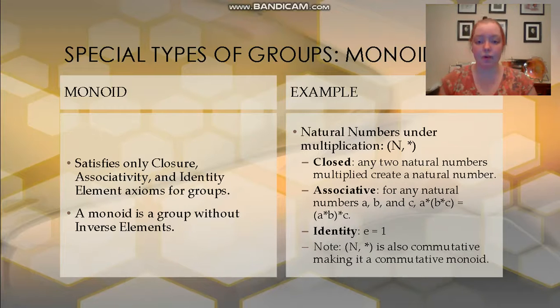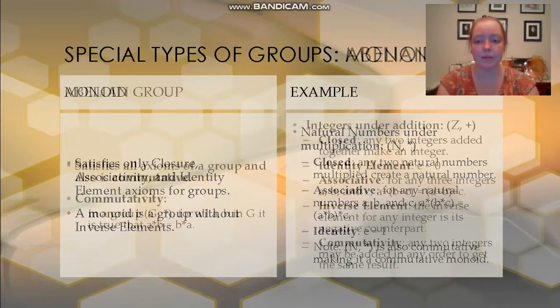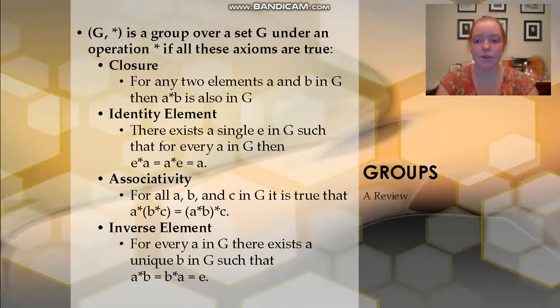Another type of group that we're going to cover is going to be a monoid. So all groups are monoids, but not all monoids are groups. That's going to be an important factor when we're defining rings. In order to be a monoid, you have to satisfy only 3 of these previous axioms. The 3 axioms that you have to satisfy are closure, identity element, and associativity. It does not have to have an inverse.